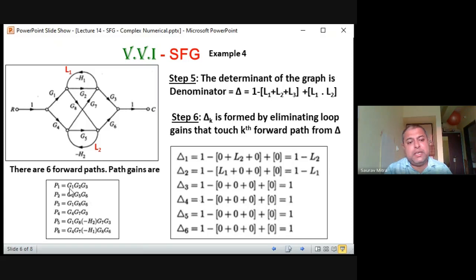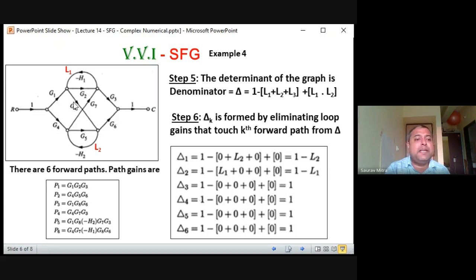Step 6, so here all the forward paths are there. Now we have to see the paths and accordingly we have to calculate the delta k. So delta k is formed by eliminating loop gains that touch the kth forward path from delta. That means let us find out. So P1 is given as G1, G2, G3, and this is touching L1.